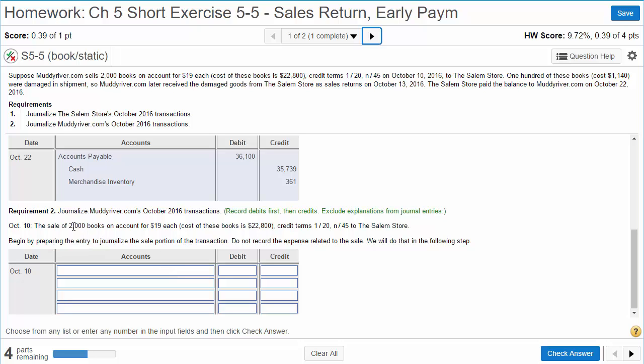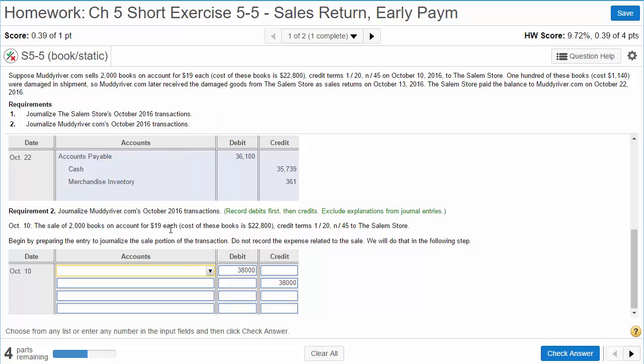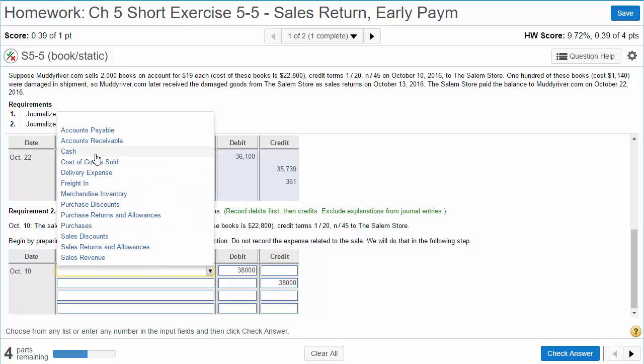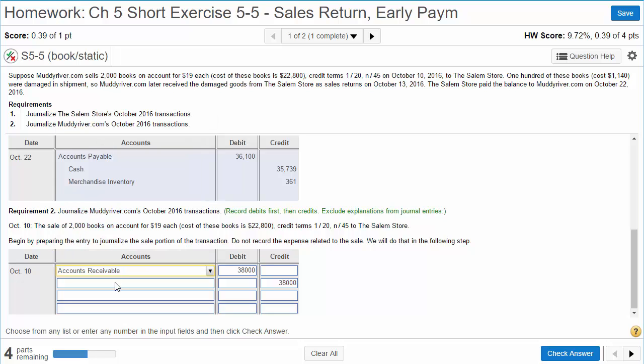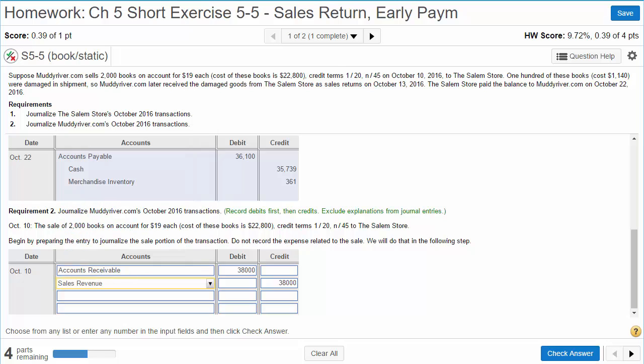So how much are we charging the customer? We are charging the customer 2,000 books times $19. So we're going to charge them $38,000. And since we sold them on account, are we going to get cash or are we getting AR? We're getting AR because we sold them on account. That means the customer is going to pay us later. So this $38,000 also represents revenue, sales revenue.